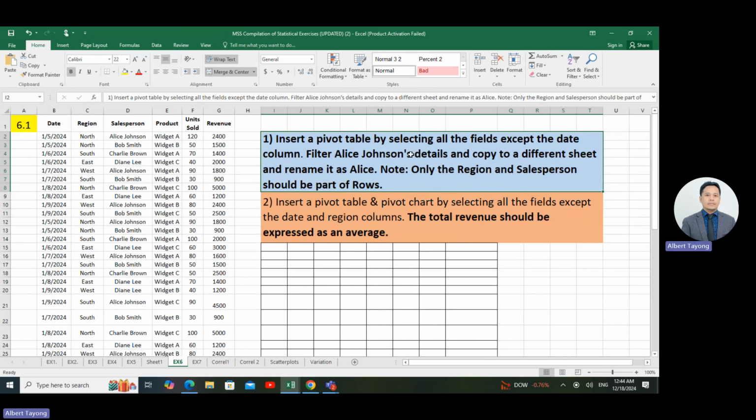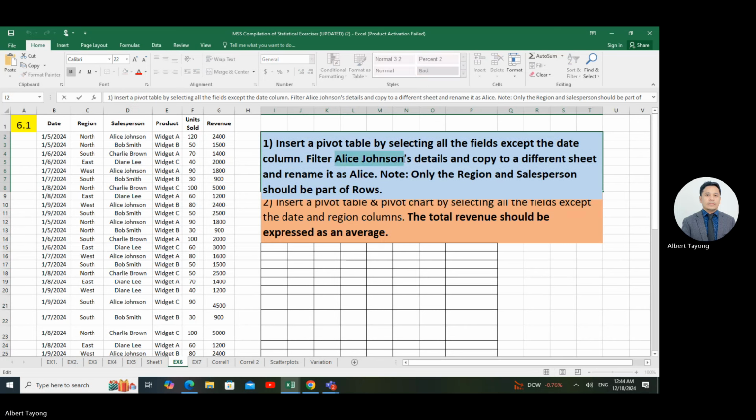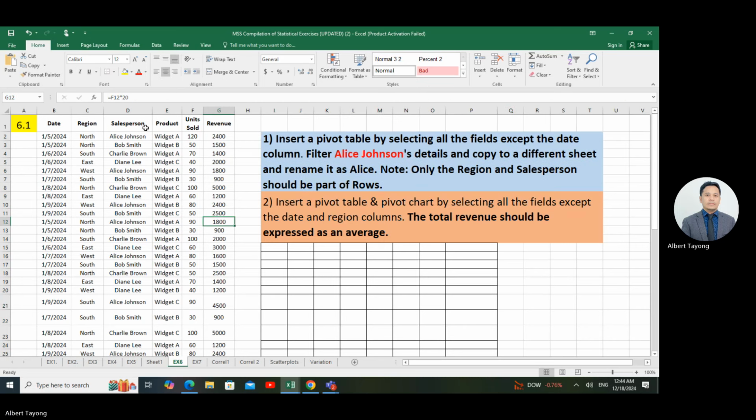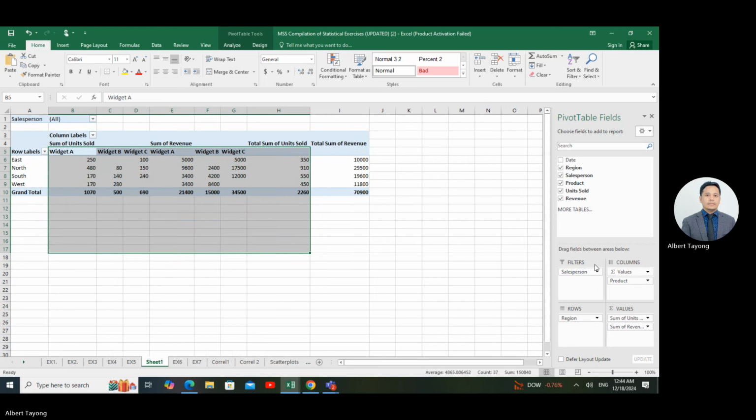Okay, so we have to filter Alice Johnson's details. Alice Johnson actually belongs to the salesperson column. This is Alice Johnson. So as you can see here, it belongs to the salesperson column. So it means that we have to move our salesperson to filters. And here you can see we have column A, salesperson, and we have all. So it means it is displaying all the salespersons.